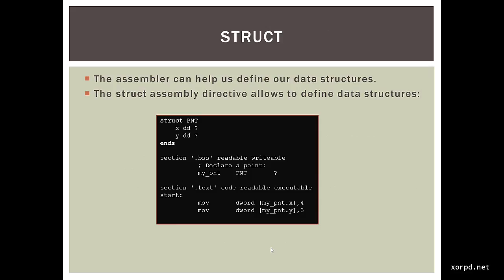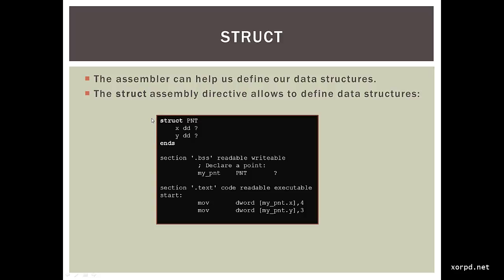So there is a solution. The assembler can help us define our data structures. The struct assembly directive allows to define data structures, and it looks like this, basically. We first have to put the definition, which looks like this. It begins with this directive struct and ends with the ends directive, and this is the name of the structure that we define here. Basically, this is only a definition, the part that I'm showing here.